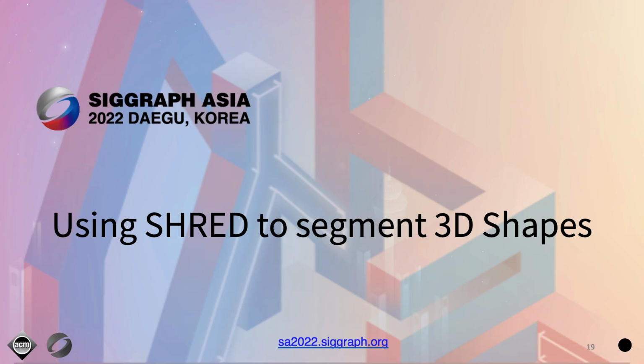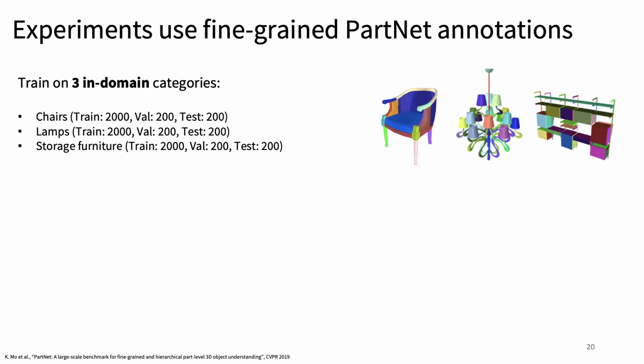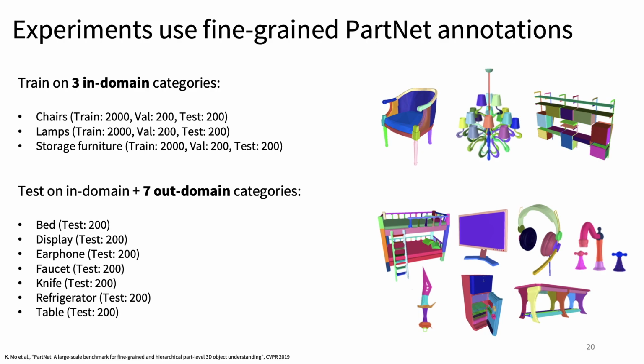To understand the effect of these locally learned operators, we evaluate SHRED's ability to produce high-quality region decompositions of 3D shapes. We use shapes from the PartNet dataset with the finest grained part annotations as the target segmentations. We trained SHRED on shapes from 3 in-domain categories: chairs, lamps, and storage furniture. We hold out 7 out-domain categories of shapes that we use to evaluate SHRED's generalization capabilities.